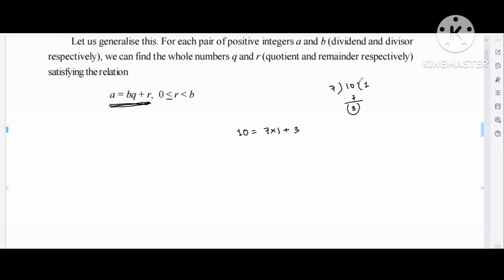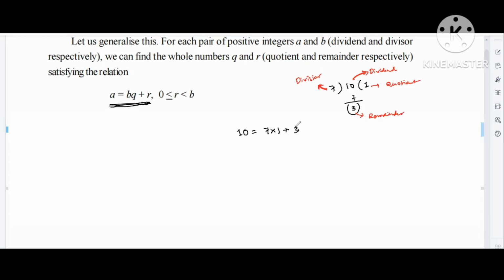The middle one is called the dividend. Sorry, this is the dividend, and 7 is called the divisor. The number which divides the dividend is called the divisor, this one is called the quotient, and this is called the remainder.